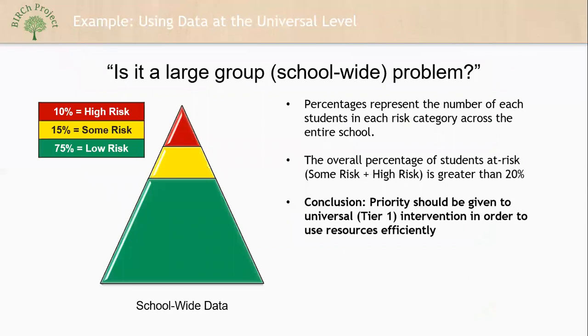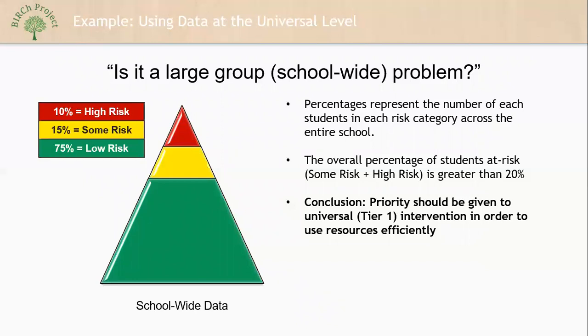So the first question to ask at the universal level is: is this a large group or school-wide problem? And to do that, we would look at the percentages of students that fall in each risk category across the entire school. So if some risk and high risk percentages exceed 20%, the priority should be on focusing on tier 1 universal instruction in order to use your resources more efficiently.